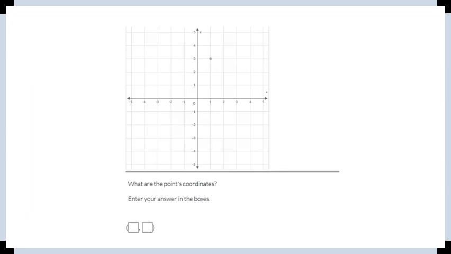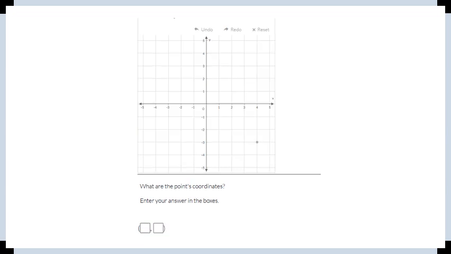Okay, what are these points' coordinates? So the point is right here. You always go from left to right first. So I've got to go to the right. This is the origin right here. That's 0, 0. So I had to move to the right 1 spot. So that's my x value. And then now I'm going to follow and go up 1, 2, 3 spots. So my y value is 3. So this coordinate pair is 1, 3.